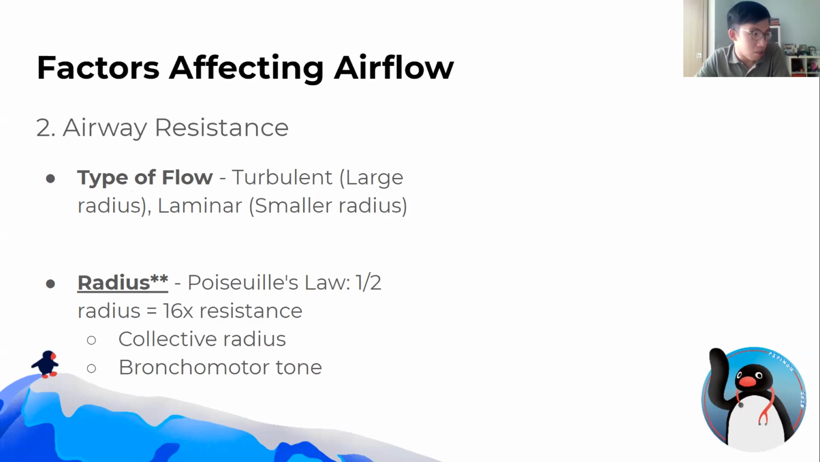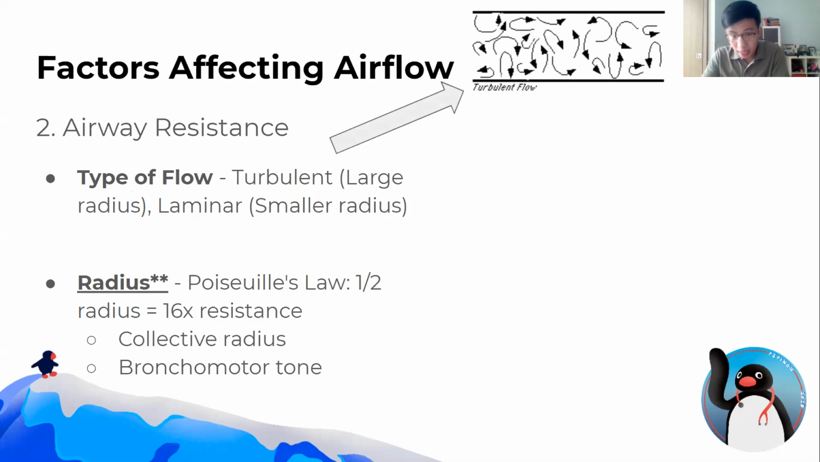The second factor that I'll talk about is this thing called airway resistance. So there are actually two factors behind this. First would be the type of flow that goes through the airway, and second would be the radius of the airway itself. Now, breaking it down even further, the type of airflow can differ between a large airway and a small airway. A large airway usually has turbulent flow, which means that basically air moves in many directions, and therefore you can think of it as being more resistant.